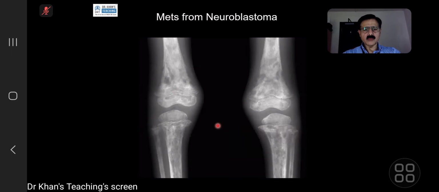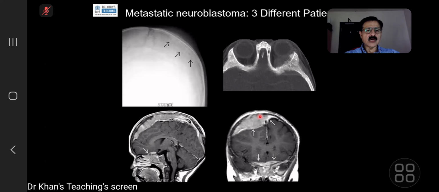Another example from neuroblastoma, and you can see the moth-eaten appearance, which more typically, more obviously involves the metaphysis, but it is a more diffuse process. Now, metastasis from neuroblastoma, they will show you skull X-rays. Remember this: skull X-rays, in which there will be a destructive lesion like this one, where there is some thickening and some soft tissue. Mets from neuroblastoma versus leukemia, both of them can cause this.